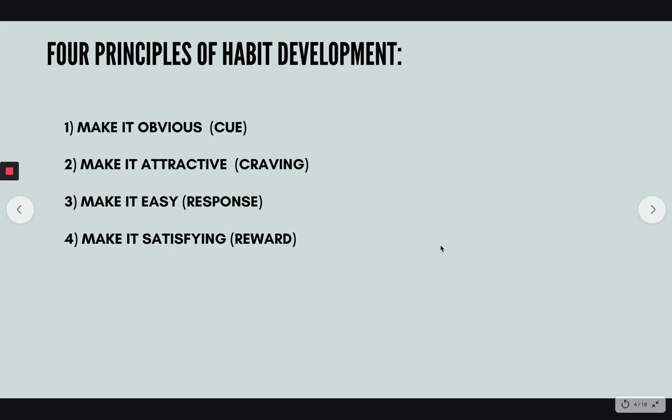4 principles of habit development. We'll go into an example of this on the next slide, but we've got to make it obvious. So you've got to cue yourself. We have to make it attractive, so this habit actually has to mean something to you. We need to make it easy. We have to avoid any type of friction when it comes to habit development, and we have to make it satisfying. So there's usually a reward here.